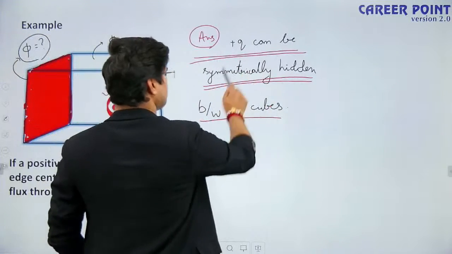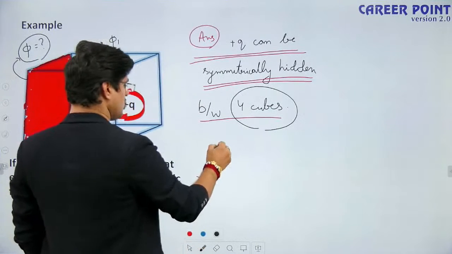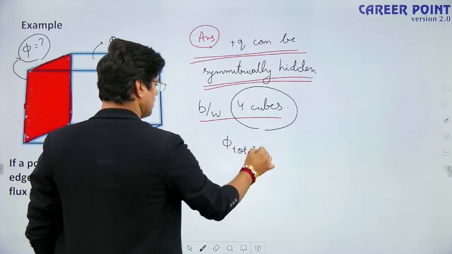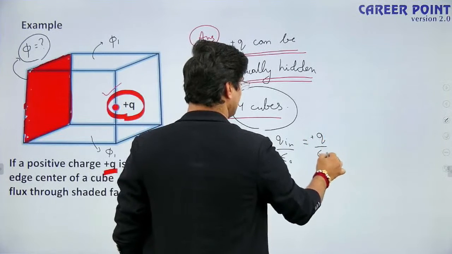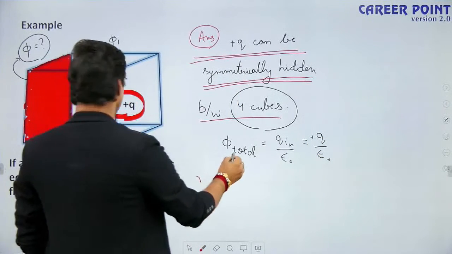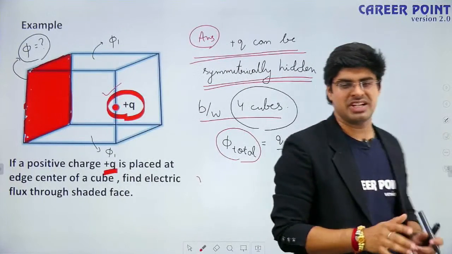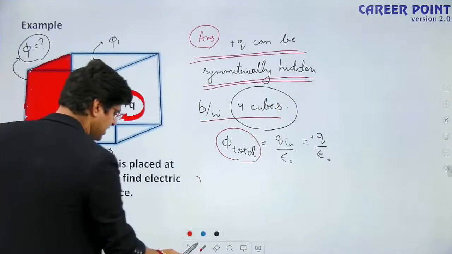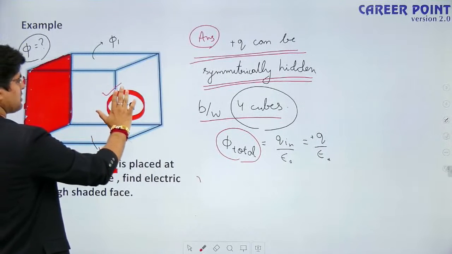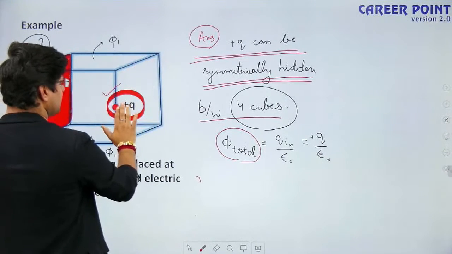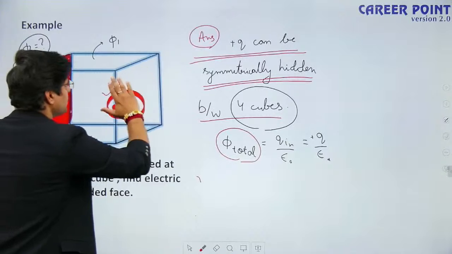So now plus q can be symmetrically hidden between 4 cubes. If plus q can be symmetrically hidden between 4 cubes, what we can do? Phi total is equals to q inside by epsilon naught. That is our formula, or that is our equation of Gauss law. So this is plus q by epsilon naught. Now in this phi total, what is included? See, again, as I have explained in the previous example, this plus q charge present on the edge will not be responsible for any flux passing through this surface at which this plus q charge is present and the adjoining surface where this plus q charge is present. So this plus q charge is actually sharing the surface of two faces.